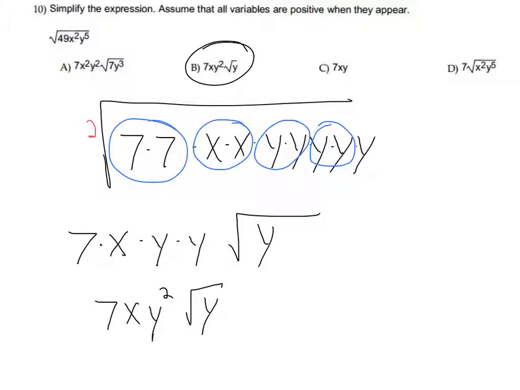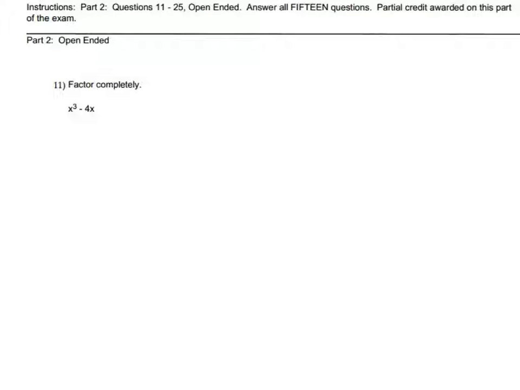Next question. We are now out of the multiple choice. We're into the open-ended 15 questions. Partial credit, so make sure to show all work. Number 11, factor completely. All right, first thing about factoring is greatest common factor. Always look for greatest common factor. There's an x in common in both places, so I can pull out an x, leaving x squared minus 4.